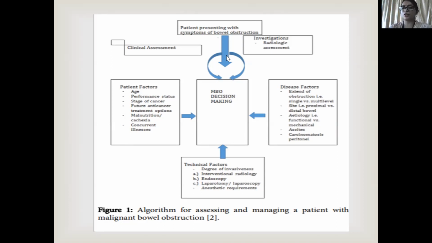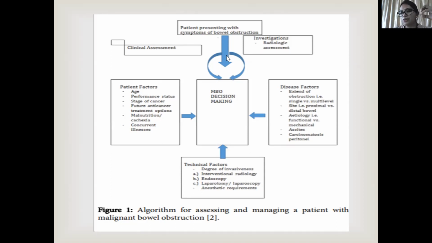The extent of obstruction. If it is just a one-level obstruction, you can resect out the obstructed area and probably put a temporary ostomy. But what happens if it is a multi-level obstruction? There's not actually much you can do. So site, proximal bowel or distal bowel, also makes a difference. Generally, in proximal bowel, even if you put an ostomy, there is a lot of secretion coming out from small bowel ostomies, and it is very difficult to maintain. Then etiology, functional versus mechanical. Again, that also helps us to decide.